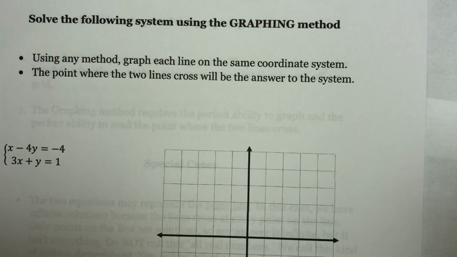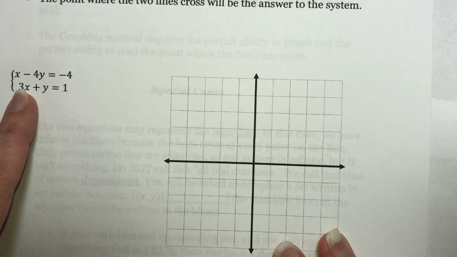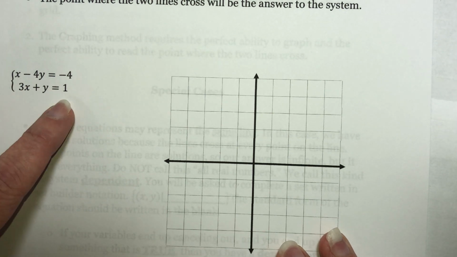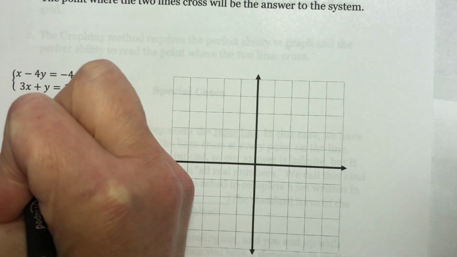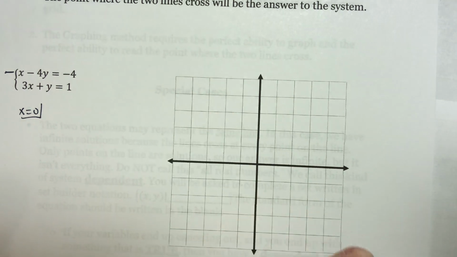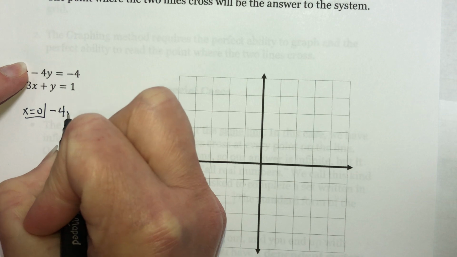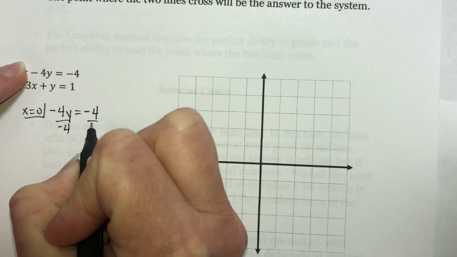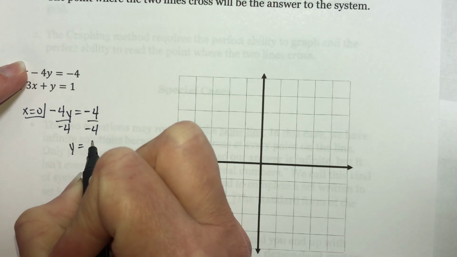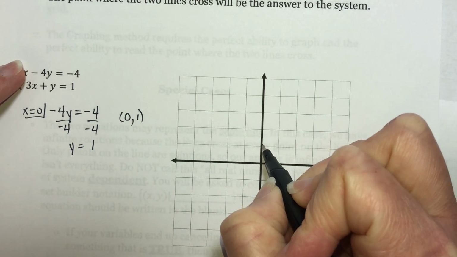Okay? So let's try getting this thing graphed. If I want to graph x minus 4y is equal to -4, I can try using intercepts, which we did by plugging in 0. So let's say x is 0, and this is for the first one. If x is 0, then that term goes away. I have -4y is equal to -4. Divide both sides by -4, and you get y is equal to 1. So this would be the point (0, 1).